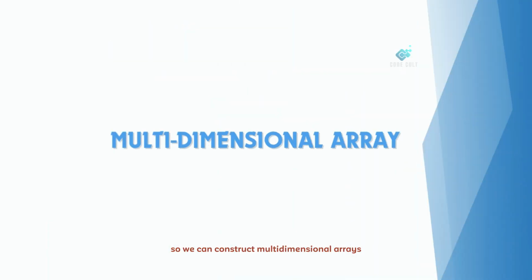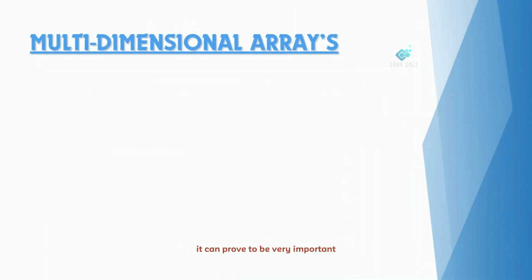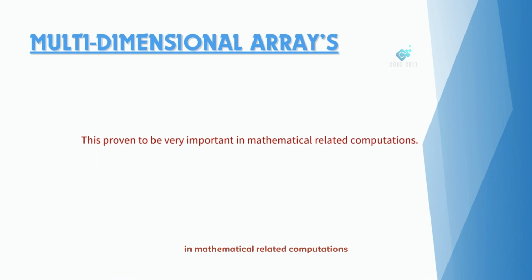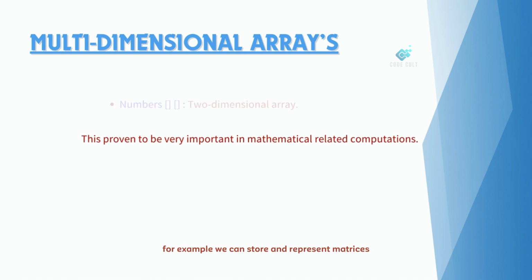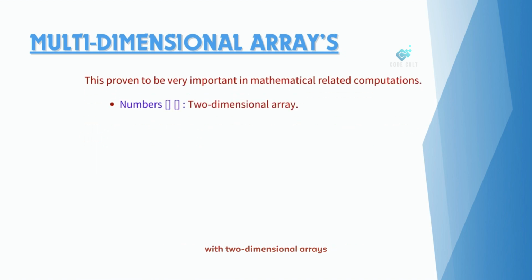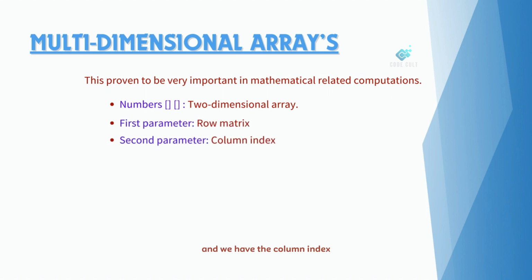So we can construct multi-dimensional arrays. It can prove to be very important in mathematically related computations. For example, we can store and represent matrices with two-dimensional arrays. Of course, in this situation, we will have two indices instead of a single index or key. So we have the row index and we have the column index.